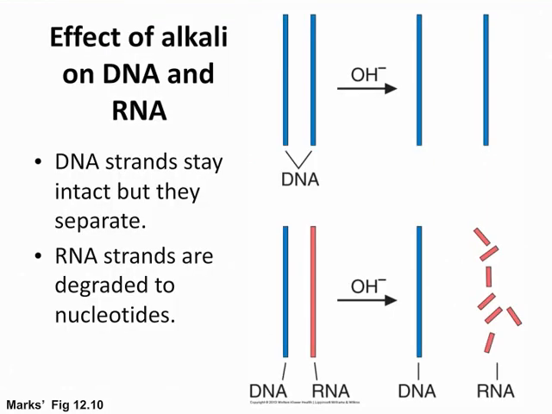So here we have learning objective number 8, knowing the effect of alkali on DNA and RNA. So alkali is just anything with hydroxide ions, right? So DNA strands stay intact, but they do separate. So if you look at the top picture, we have 2 strands of DNA. You remember those 2 strands are attached to each other by hydrogen bonds. But what keeps a single strand together are the phosphodiester bonds. So alkali can separate the strands, so breaking those hydrogen bonds, but it doesn't break the phosphodiester bonds. For RNA, strands are degraded to nucleotides.